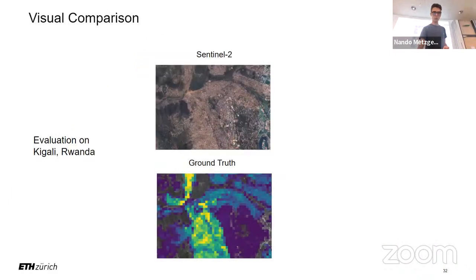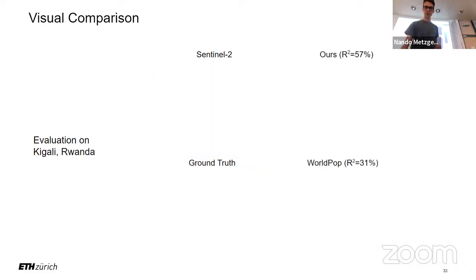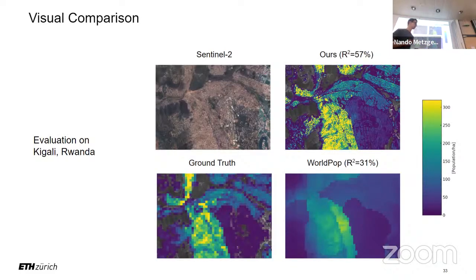Yeah, I can show you a bit of visual results. The nice thing is that a couple of months ago, some ground truth data in Kigali, Rwanda has been published, and this is on a 100-meter grid. So it's really seldom that you get such fine-grained data in developing countries. So the first thing I did was just download the data and validate the maps. As you can see here, we get quite a lot better performance than WorldPop.